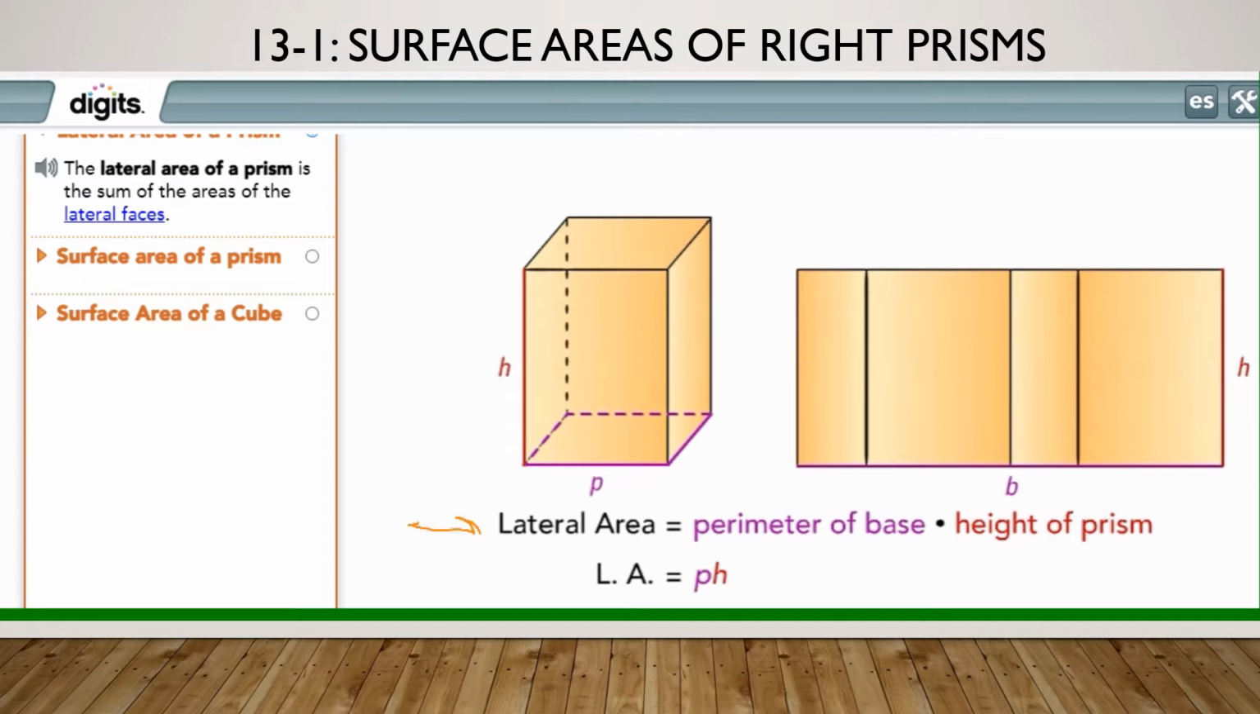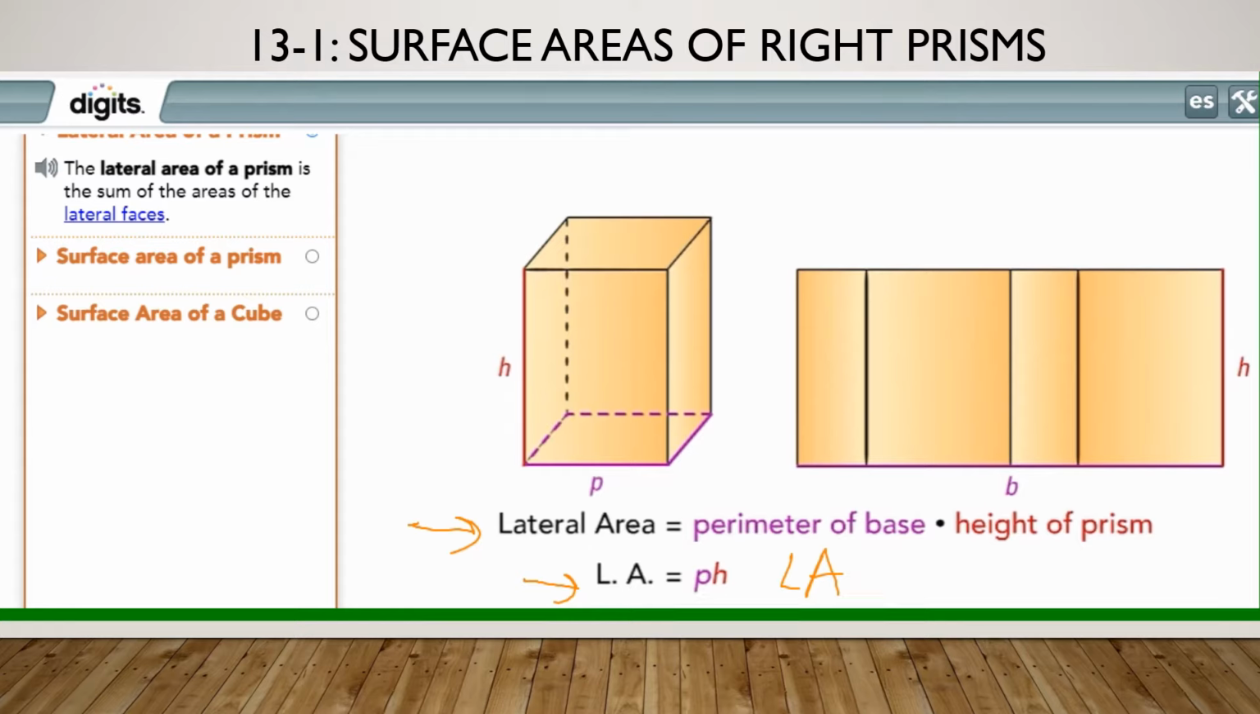All right, so this is what the formula looks like in words, and this is what it looks like with just the variables. When I write it, you will see me just put LA equals P times H instead of the dots. Now, in 6th grade, you find the surface area of nets. So you don't use formulas, but you will still get the exact same answer.